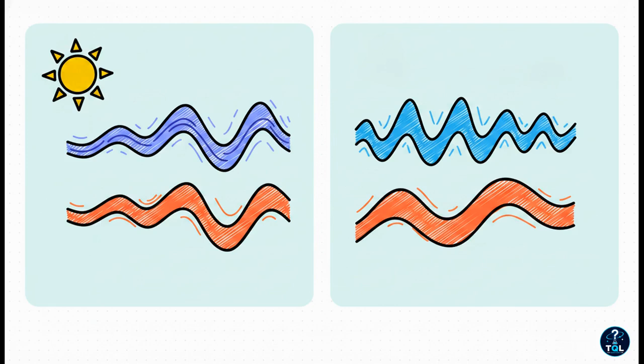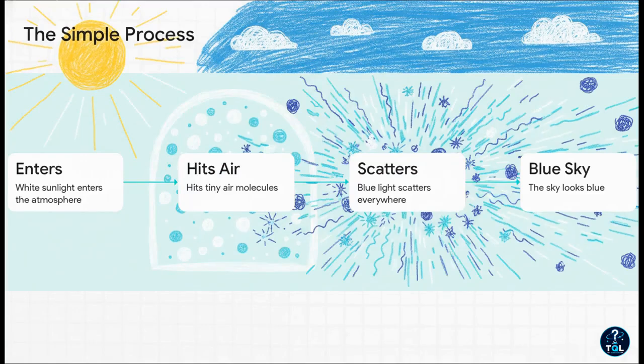On one end, we have these short, super choppy waves, and those make up the blue and violet visible light. And then all the way on the complete opposite end of the spectrum, you've got these long, lazy, rolling waves that make up the red and orange light. So what actually happens when this big mix of white sunlight enters Earth's atmosphere? Well, it immediately slams right into tiny air molecules. We're talking primarily nitrogen and oxygen here.